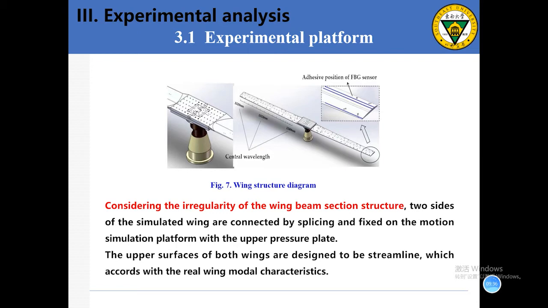This wing structure diagram in Figure 7 is designed by software SolidWorks. And the blue line, please look at the picture. The blue line in the figure is the cursive position of FBG, and the numbers in the picture is the center wavelength.